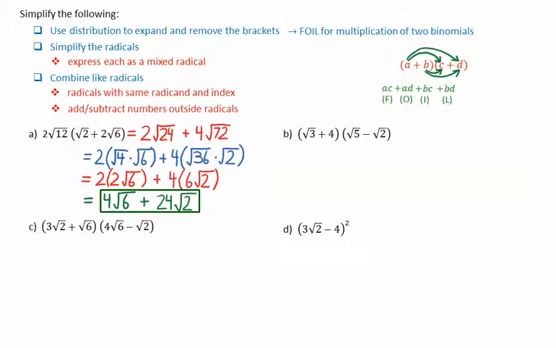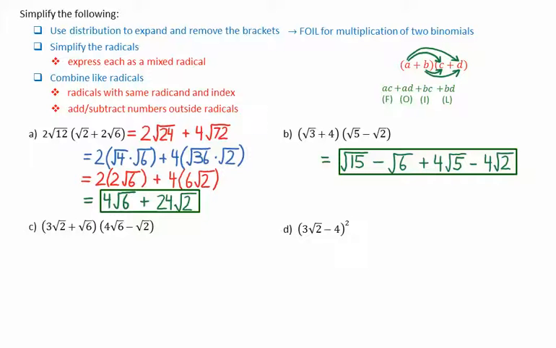For question B, here we have two binomials being multiplied, so we have to use FOIL. Multiplying root 3 times root 5 gives us root 15. Root 3 times negative root 2 gives negative root 6. 4 times root 5 gives 4 root 5. And 4 times negative root 2 gives negative 4 root 2. Nothing here can be simplified any further, so this is our final answer.